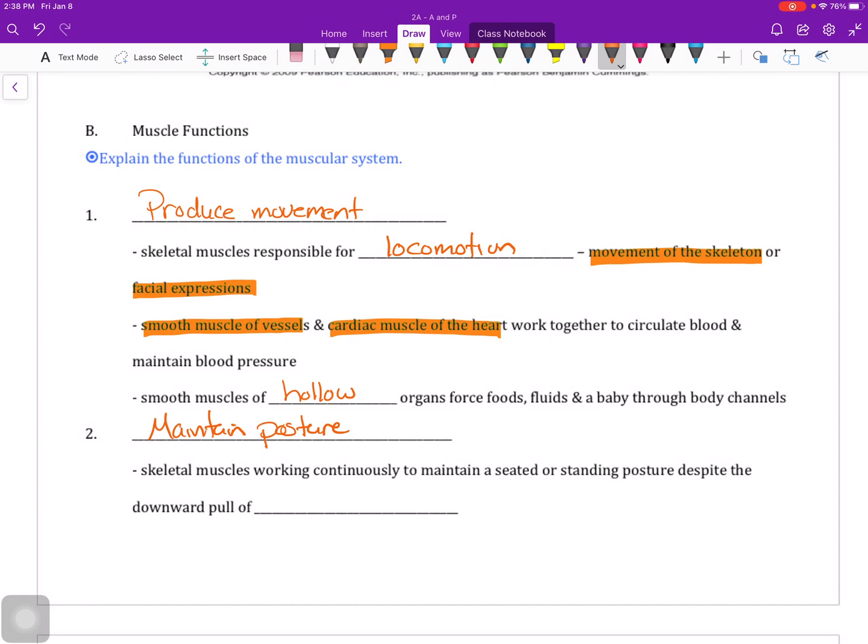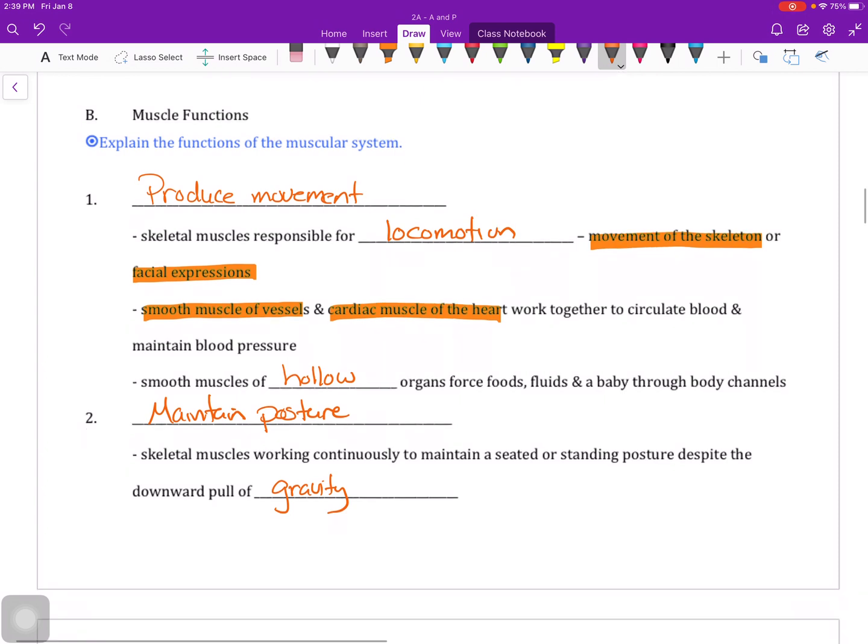Skeletal muscles work continuously to maintain either a seated or standing posture despite the downward pull of gravity. Gravity always pulls everything down, so your muscles are working constantly against that, whether you're seated or standing.